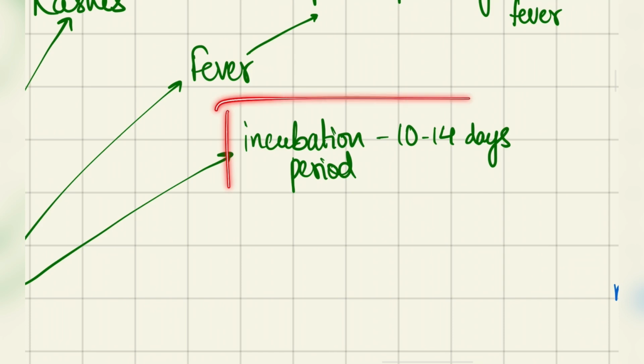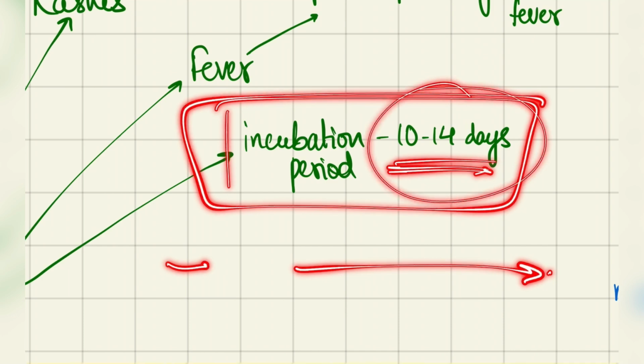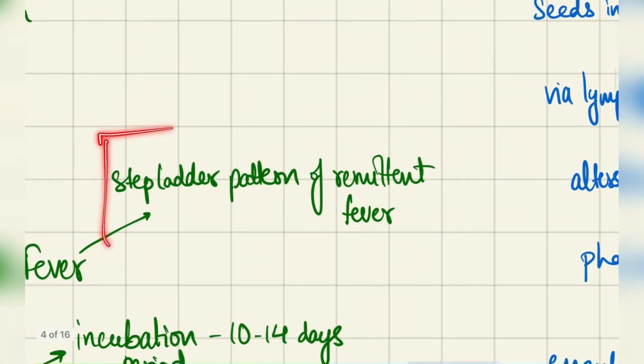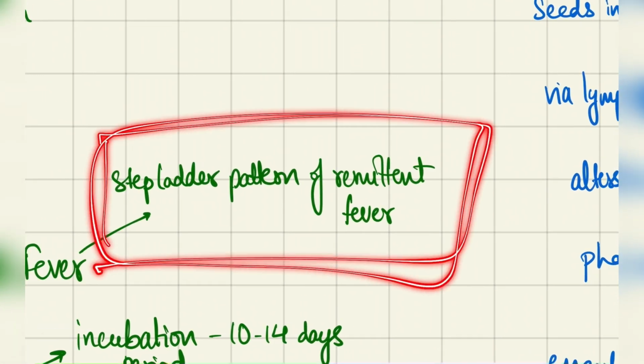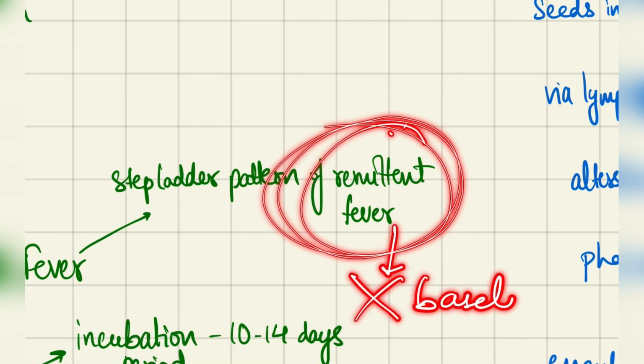The incubation period is 10 to 14 days, means this is the period required from infection to onset of symptoms, 10 to 14 days. Fever, very important. Why? Because there is a characteristic stepladder pattern of remittent fever. What does this mean? Remittent fever means the fever will never reach the baseline. Right? You'll never reach a normal temperature throughout your day. It will never reach the baseline.